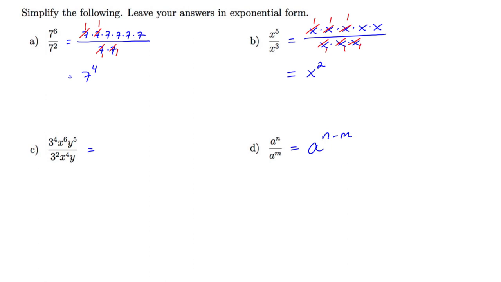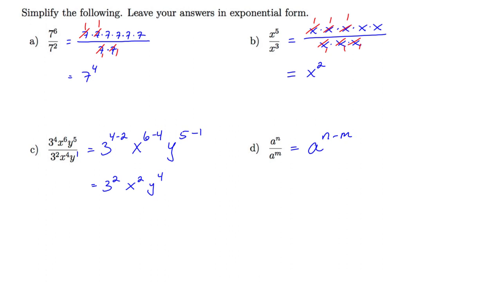So looking at the 3's, 3 to the 4th divided by 3 to the 2nd would be 3 to the 4 minus 2. X to the 6th divided by x to the 4th would give us x to the 6 minus 4. And y to the 5th divided by y, you want to remember that's a 1y down there, so that gives us y to the 5 minus 1. When we simplify this, we'll end up with 3 squared times x squared times y to the 4th.